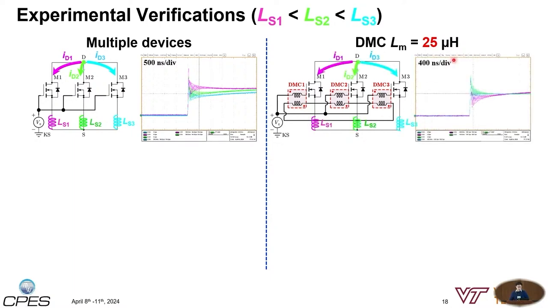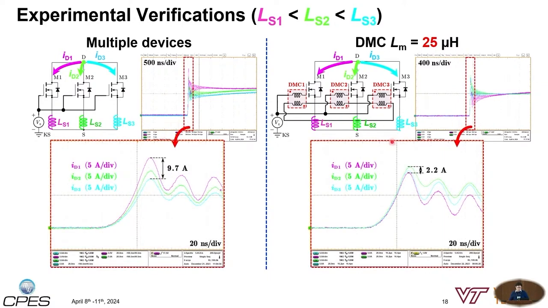The waveform on the right-hand side shows the three drain currents. We can also zoom in on the turn-on junction of both cases. You can see the current is significantly decreased from the original 9.7 amperes down to 2.2 amperes. And as I said, the current rising speed remains almost the same. After the turn-on junction, before entering the static region, the current is also much more balanced compared to the original case without our proposed solutions.